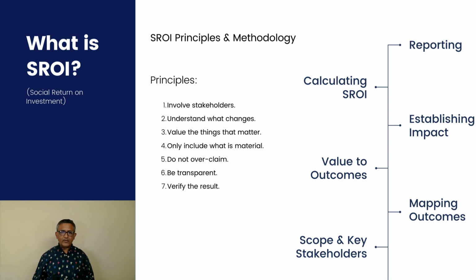And so if you look from the bottom up on the right hand side, first you define the scope and the key stakeholders, map the outcomes, give value to the outcomes, and establish impact. Finally, the last step is calculating SROI, and based on that, you do the reporting process. That's the normal process of social return on investments.